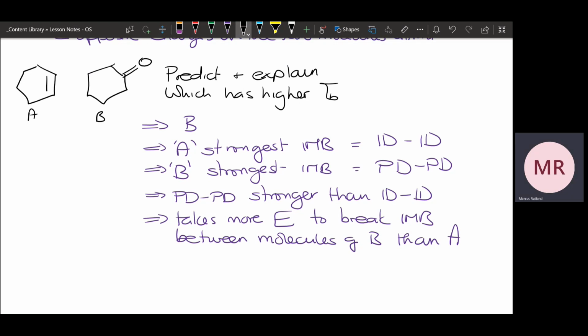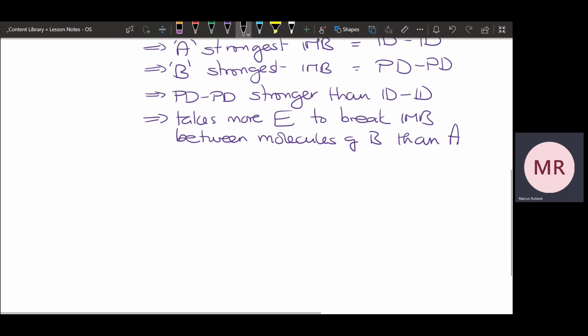Be very clear, be specific. What is the strongest type of intermolecular bonding present in each one, and any little factors that might affect that. In this case, it's quite simple. One has instantaneous dipole-induced dipole only. The other one has permanent dipole as well. And then compare the strength of the types of intermolecular bond, and then relate that to the amount of energy needed to break them. Okay, next question.